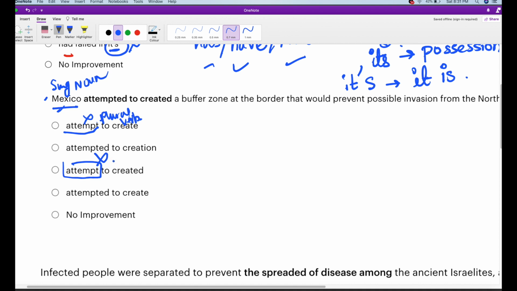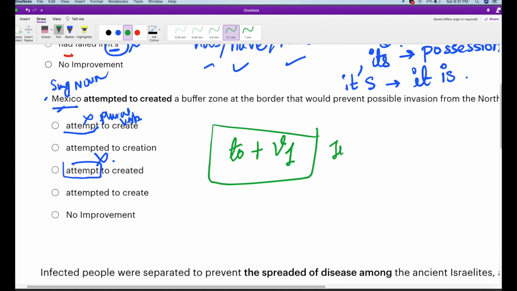Now let's move to the next rule. Please note down the rules while I am solving these questions. These rules are very important. The next rule is to plus V1. Remember this, to plus V1, infinitive form.